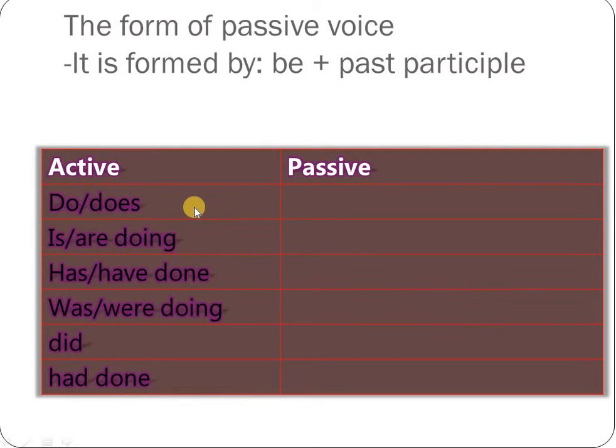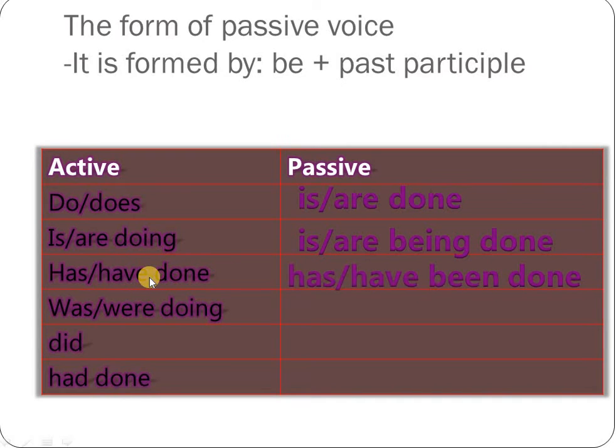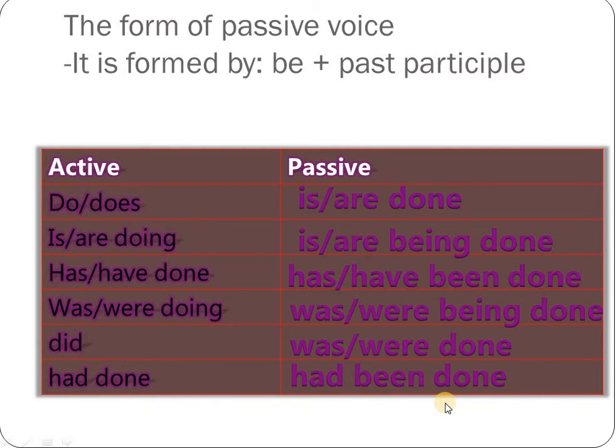I'll be giving you a few examples here. We have taken to do as the active. So do or does changes to is, are done. Is, are doing changes to is, are being done. Has or have done changes to has, have been done. Was, were doing changes to was or were being done. Did changes to was or were done. Had done changes to had been done.